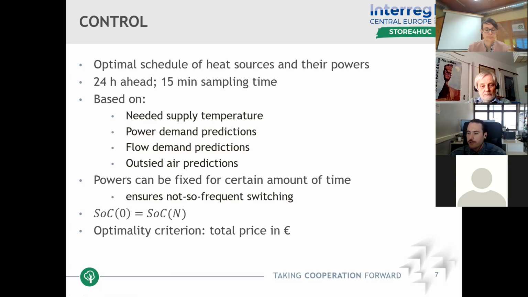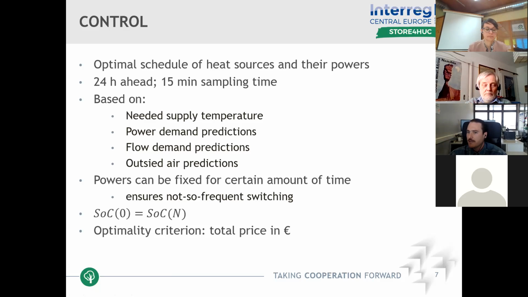Also, we ensure here the state of charge of the tank is the same at the beginning of this 24-hour period as in the end. So we do it as keeping the temperatures the same at 0 hours today, the day we want to analyze and predict, and 0 hours the next day.